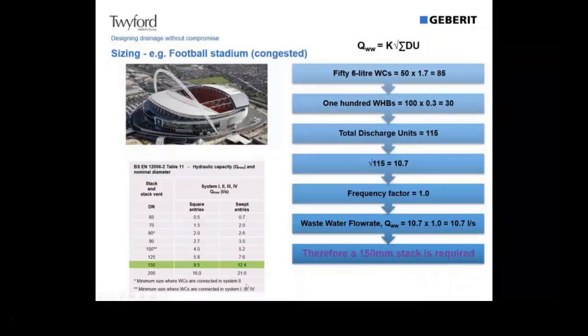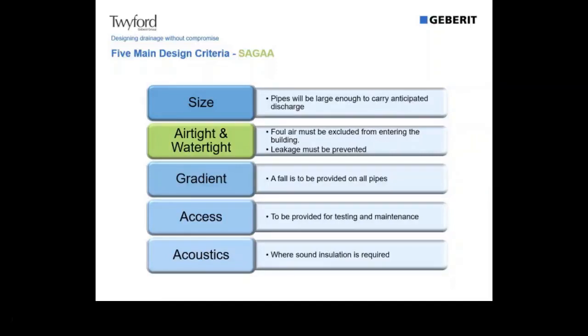We then put that in as a swept entry. It can't go into anything lower than a 150 because it's 10.7. So with a swept entry going into a stack, that would need 150 mil. In our case, we typically use a 160 mil stack required for that system. So quite a sort of quick and simple way of dimensioning what will be needed and how that stack will work. So that's sizing of the stack and what we do.